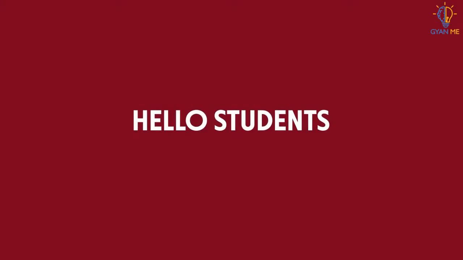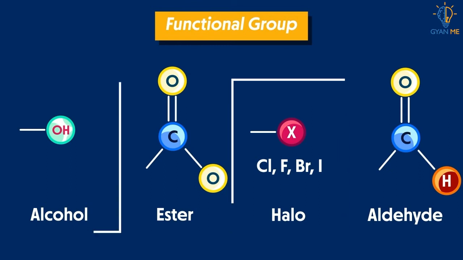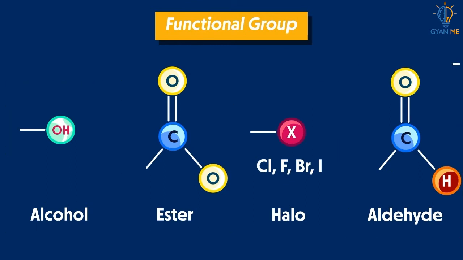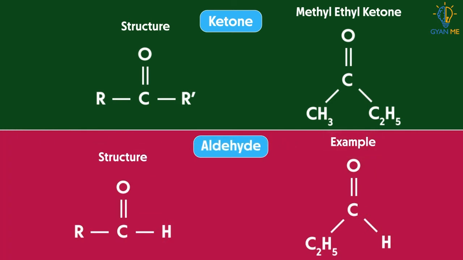Hello students! So far we have learnt about different functional groups, their names, structures and the new compounds formed by their combination with hydrocarbon chain such as the halogen group, alcohol group and the aldehyde group. Let us now move on and learn about the functional group ketone. It is similar to the aldehyde group that we studied in our previous video.